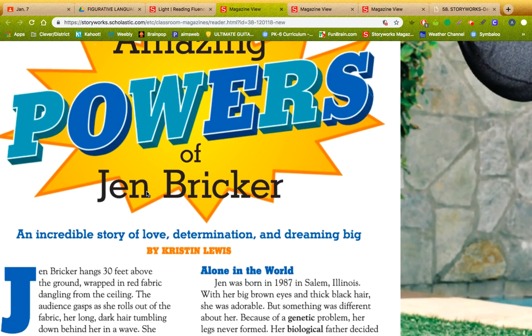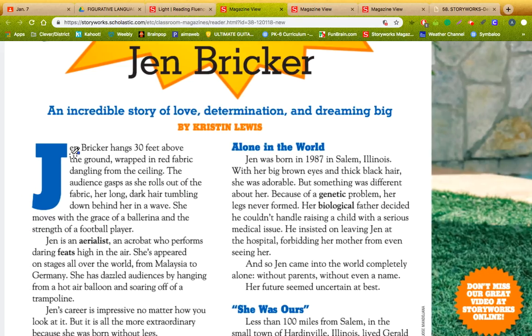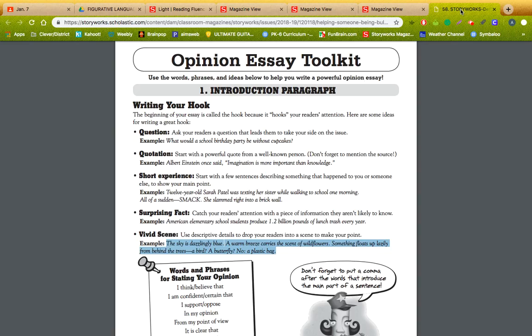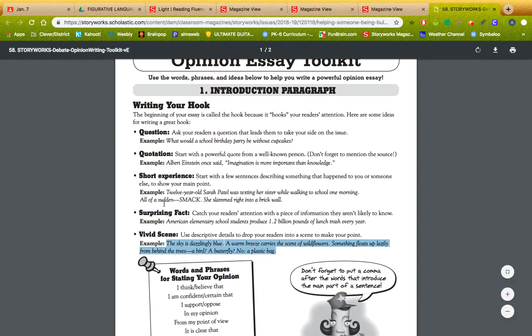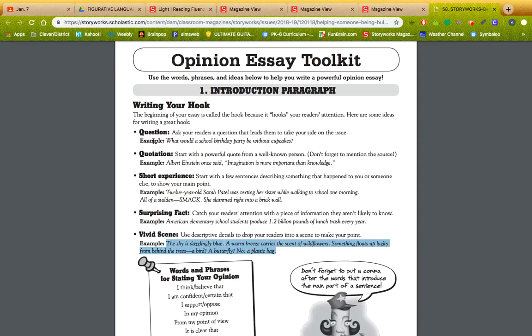We're going to read this story also. Here's their hook. Jen Bricker hangs 30 feet above the ground, wrapped in red fabric, dangling from the ceiling. The audience gasps as she rolls out of the fabric, her long dark hair tumbling down behind her in a wave. This is a hook. This is also a vivid scene. But these are the stories from the magazine we've been using. Don't limit yourself to just the vivid scene. That's a fantastic way to do it, guys. But also take a look at these also, okay?